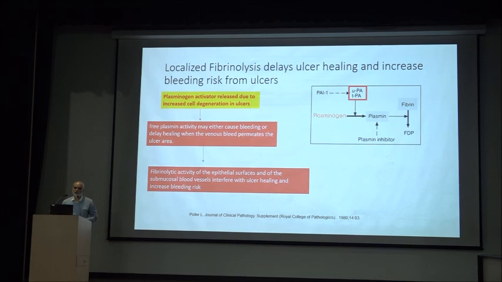Now, why is this important? Because plasminogen activator is released due to increased cell degradation in the ulcers. So, if plasminogen activators are released, then they convert plasminogen to plasmin, and then fibrin is degraded to fibrin degradation products. So free plasmin may cause bleeding or delay healing when venous blood permeates the ulcer area, and the fibrinolytic activity of the epithelial surfaces of the submucosal blood vessels interferes with ulcer healing and increases the bleeding risk.